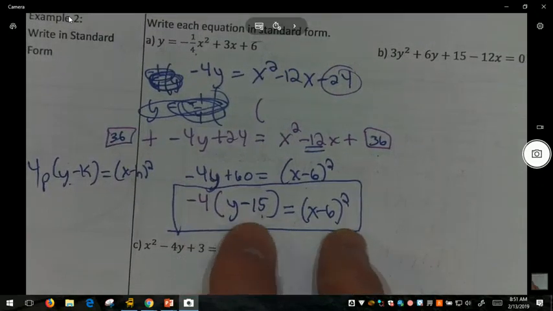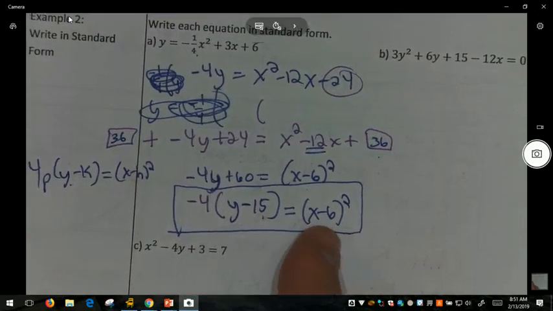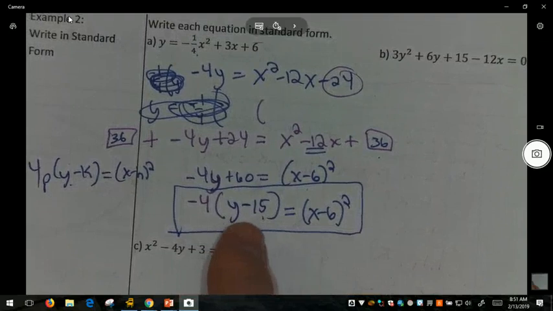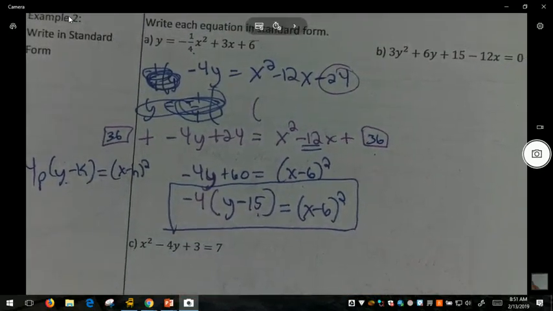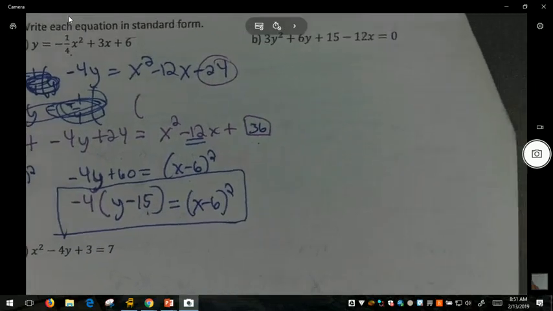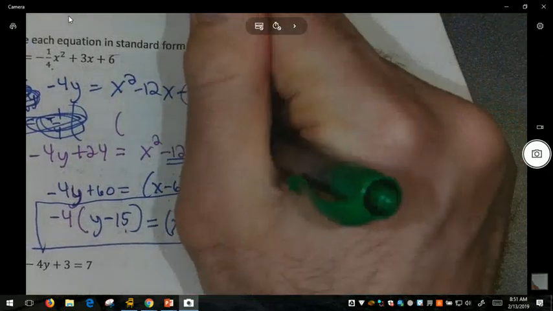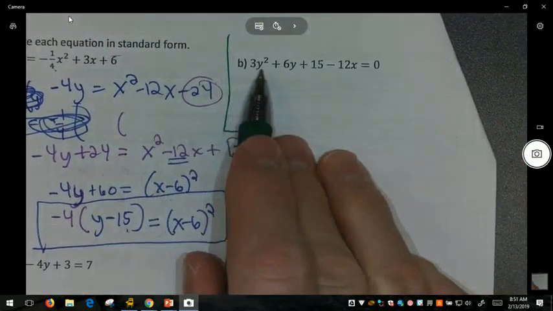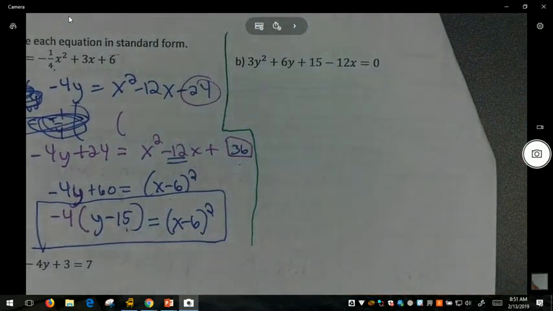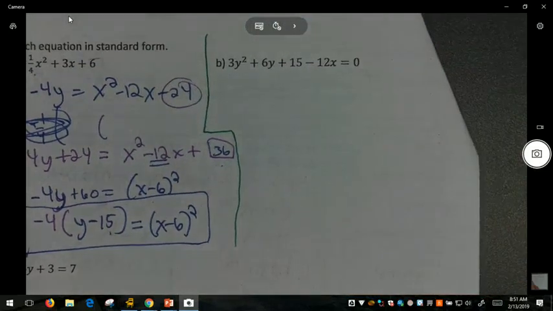Now I might be asked to graph this. The vertex would be 6, 15, and I could find the rest from there. Right now we're only asked to write the equation in standard form. This one has the y squared variable, so we know that for this particular problem it would open either left or right. We won't be sure till we have the equation in standard form.